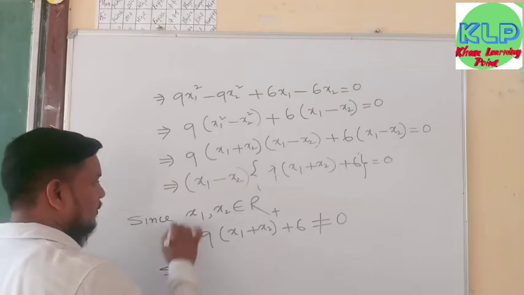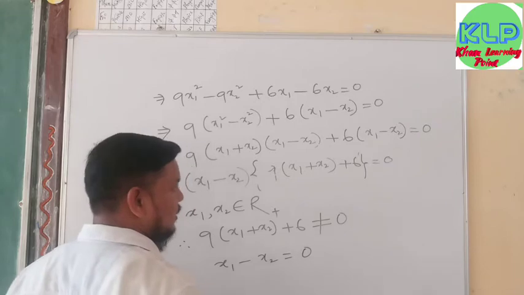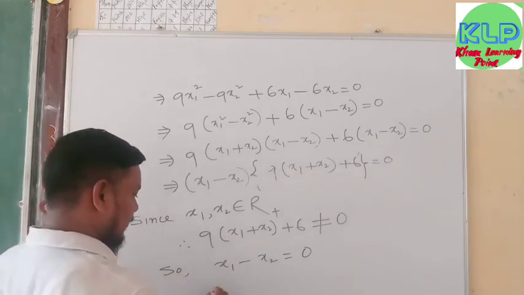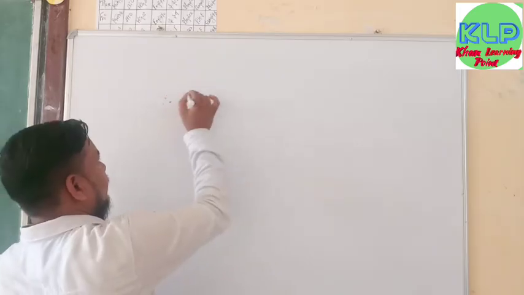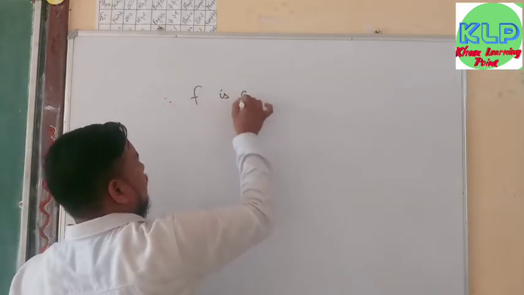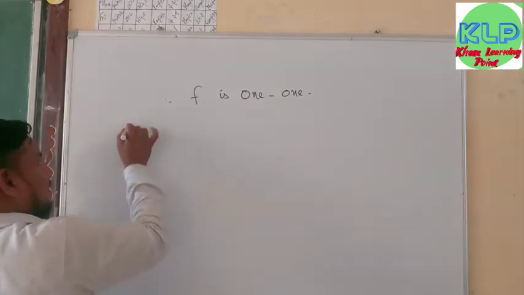So x1 minus x2 equal to 0. Therefore x1 is equal to x2. Therefore f is one-one. Okay.